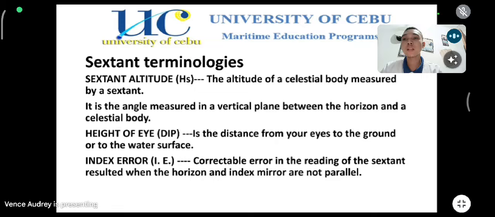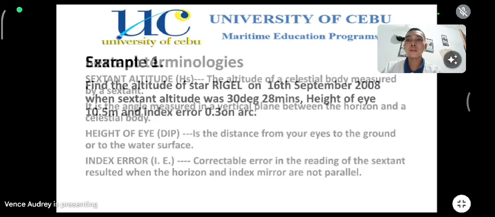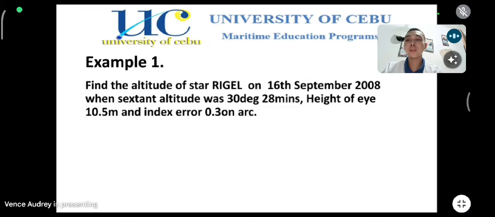Now we'll be talking about sextant terminologies. Sextant altitude is the altitude of a celestial body measured by a sextant. It is the angle measured in a vertical plane between the horizon and a celestial body. Height of eye, or DIP, is the distance from your eyes to the ground or to the water surface. Index error is a correctable error in the reading of the sextant that results when the horizon and index mirror are not parallel. So here is an example problem in getting an altitude of a star.